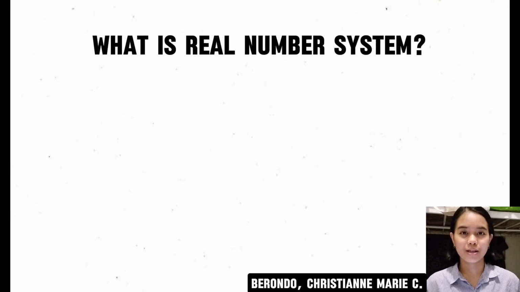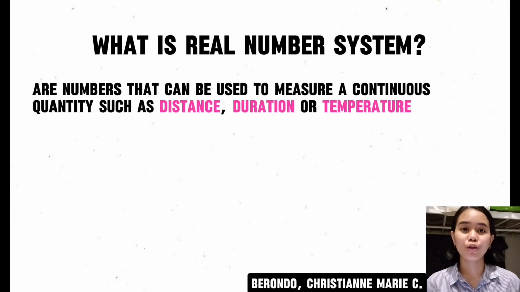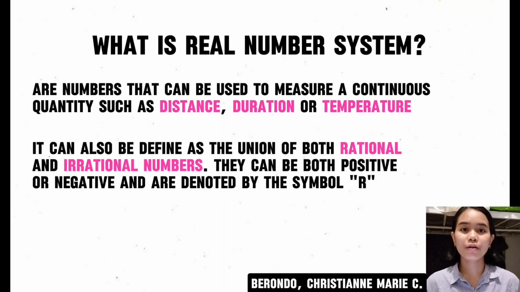Real numbers are numbers that can be used to measure a continuous quantity such as distance, duration, or temperature. It can also be defined as the union of both rational and irrational numbers, and they can be positive or negative numbers. And they are denoted by the symbol R.